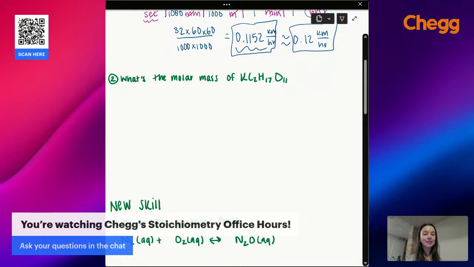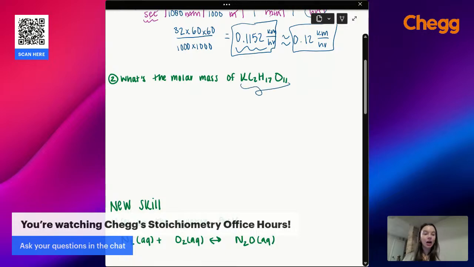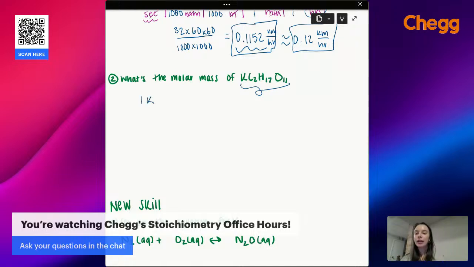Now, for our second warm-up question, what is the molar mass of KC2H17O11? If you know what this name is off the top of your head, I'm going to be super impressed, because I have no idea what the name of that compound is, but we're going to figure out its molar mass. The way that I like to do this is I separate my compound into its individual elements. So I know I have 1 K, 2 C's, 17 H's, and 11 O's.